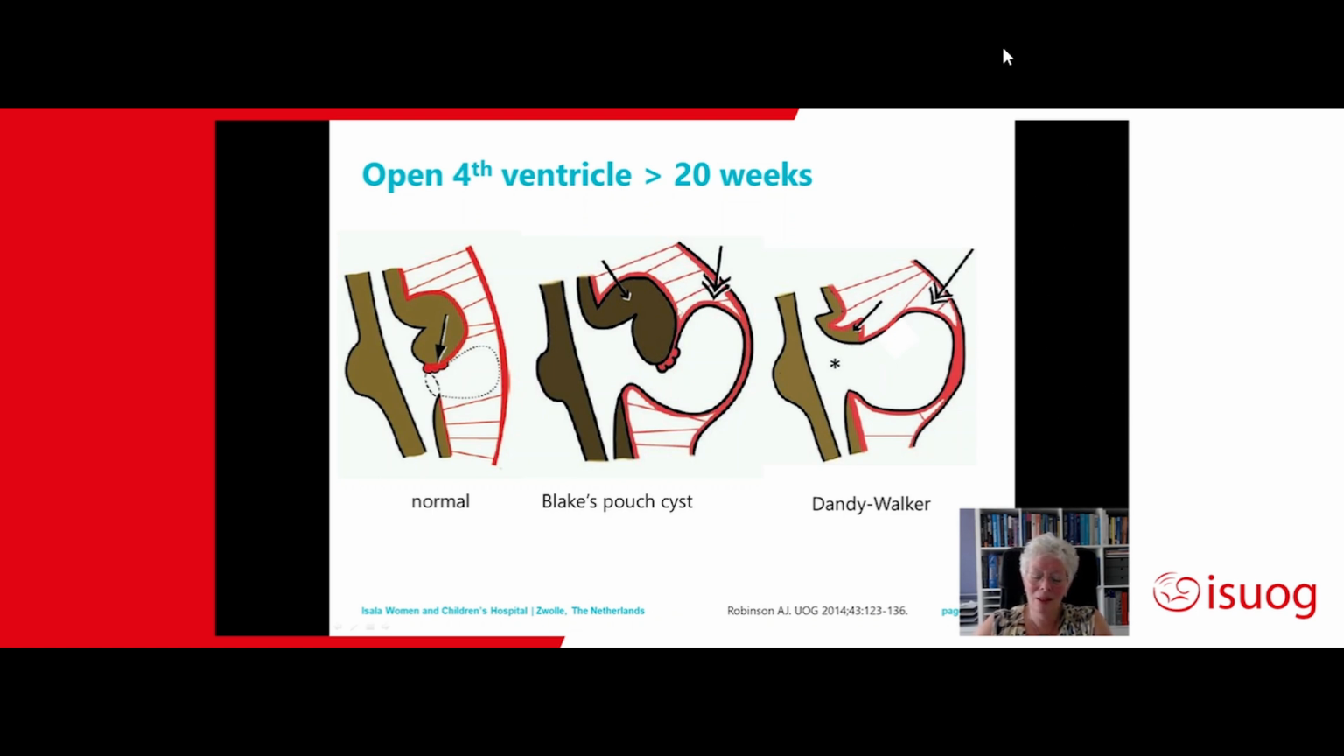And if we go back to the development of the posterior fossa, you can see that this is a problem of the posterior part, the posterior membranous area, because there's no good fenestration of this Blake's pouch. And here you can see you have a problem of the anterior part of the membranous area, because here you have an abnormal vermis.